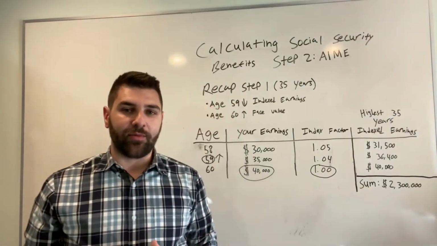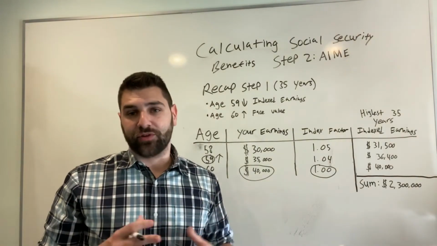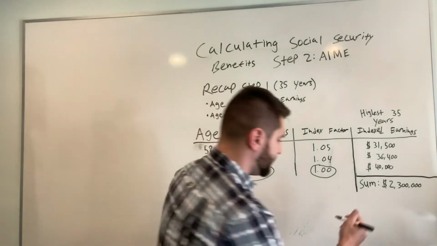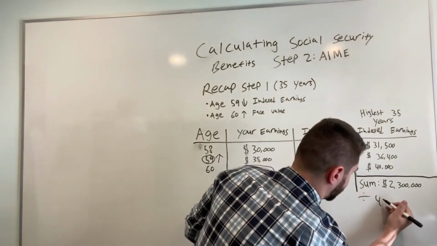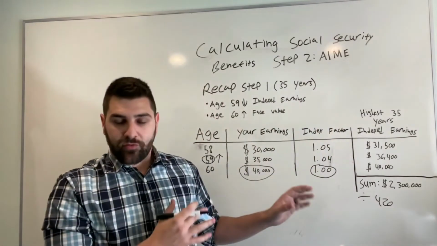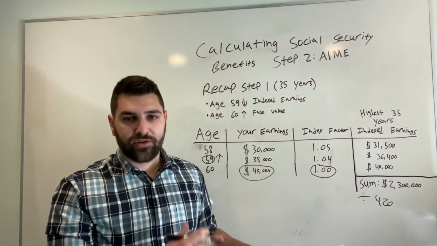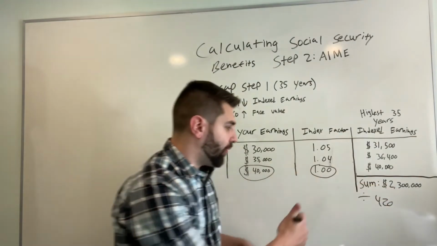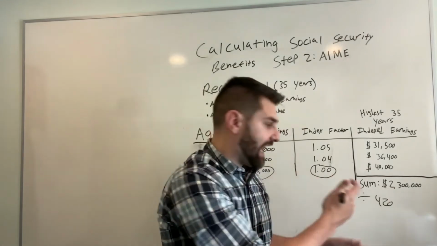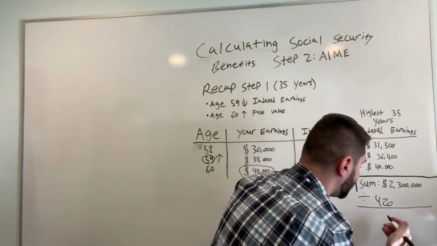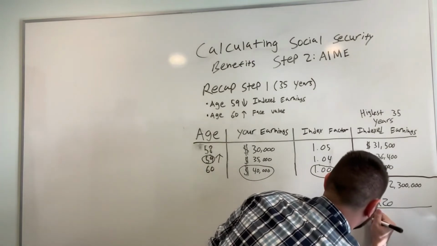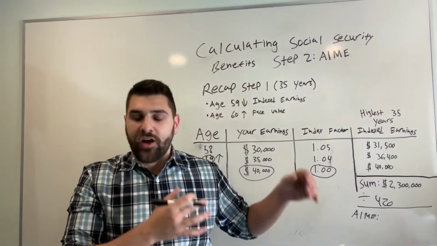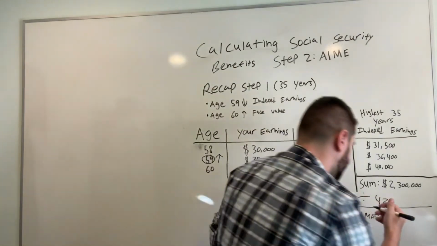Now, once you have that sum amount, the calculation to get your AIME is real simple. You take the sum amount and you divide it by 420. So we're going to divide this by 420. And 420 is the number of months in 35 years. So just getting a monthly average based on the sum amount here. So when you divide the 2,300,000 by the 420 months, that will give you your average index monthly earnings. So in this particular case, the average index monthly earnings are $5,476.